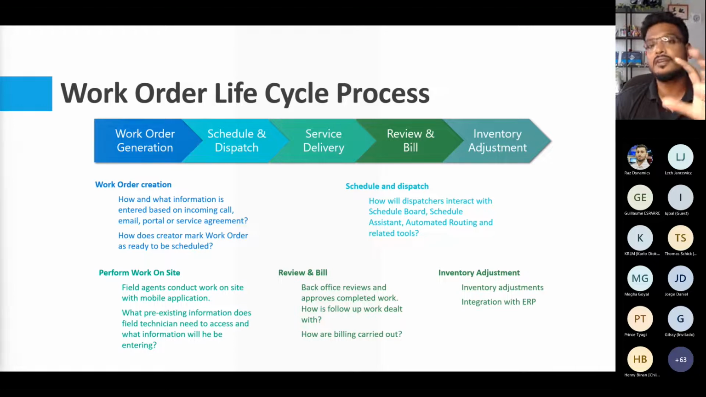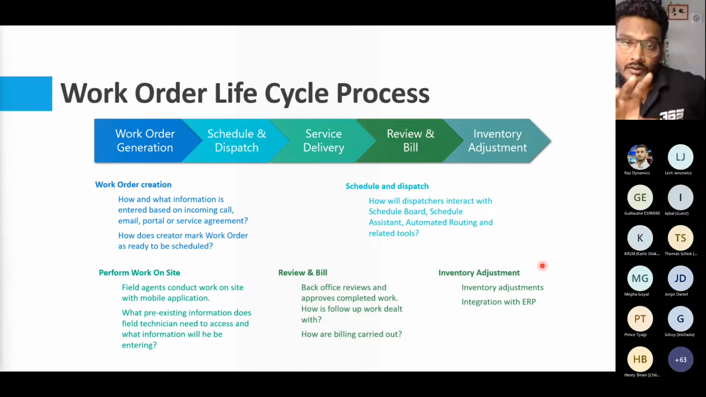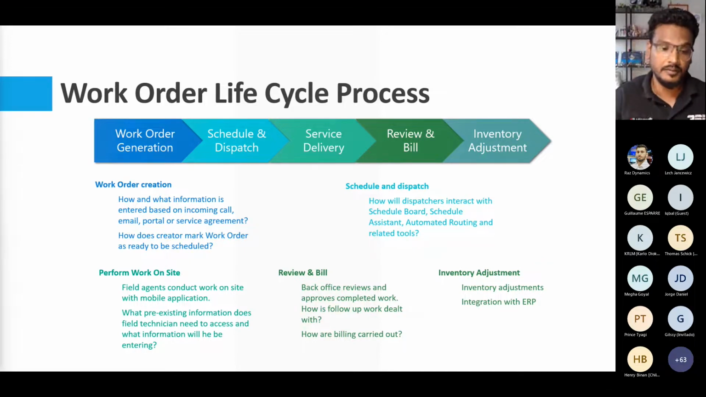And the final one is the inventory adjustment. Once we have dispatched our equipment from the organization's location to the customer location, it needs to be adjusted in inventory. This is where you can have integrations with ERP systems like F&O or other ERPs like SAP to do the inventory knockoffs and adjustments. So this is the complete cycle from work order generation all the way to inventory adjustment.